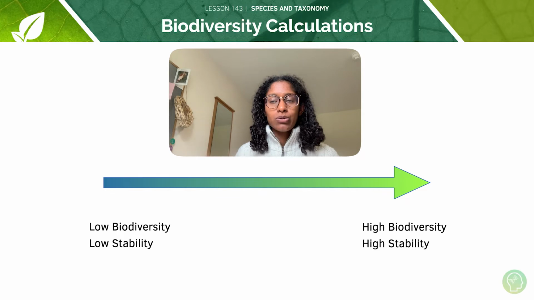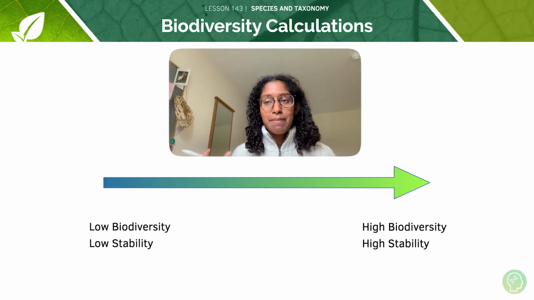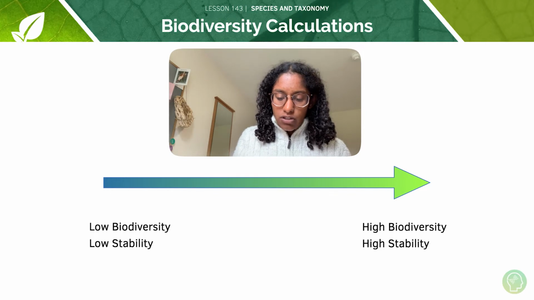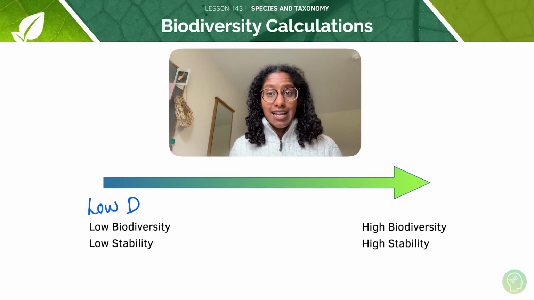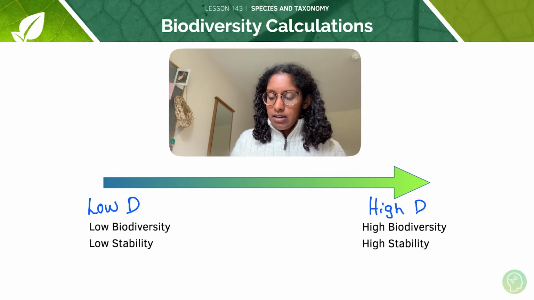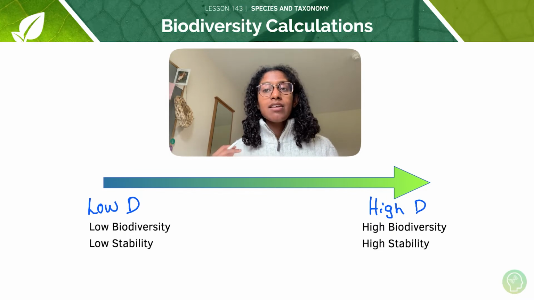But again, just to put into context what the D value is, remember it's a measure of the species diversity. Where there is low biodiversity and low stability in an area, the value of D is going to be lower, a lower diversity index value. Where there's high biodiversity and high stability in an area, there's going to be a higher diversity index number. And if all the individuals in the area are of the same species, so there is no diversity because only one species is present, then the diversity index is 1.